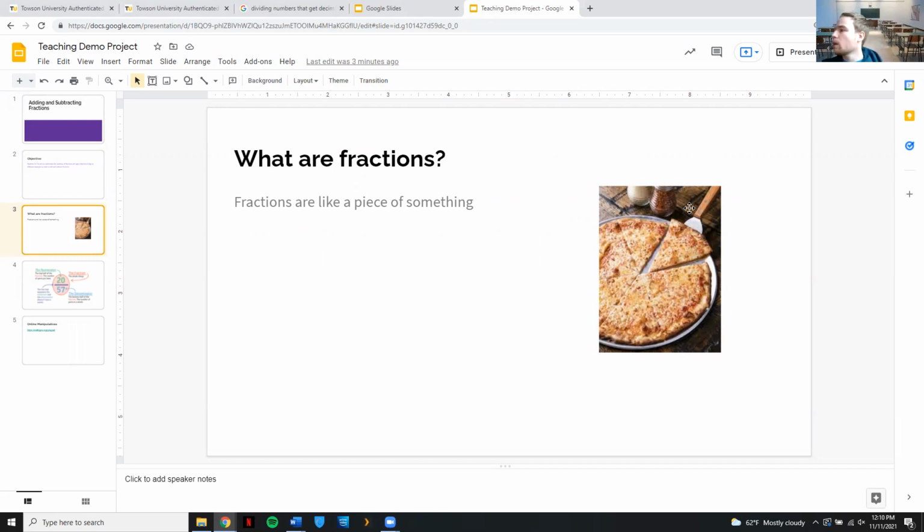So fractions are just like pieces of things, and using pizza is a great analogy for understanding fractions, because it's something that is always the same, and I hope all of us have had pizza and know what it looks like and what a piece looks like. So it's just a good representation of that.